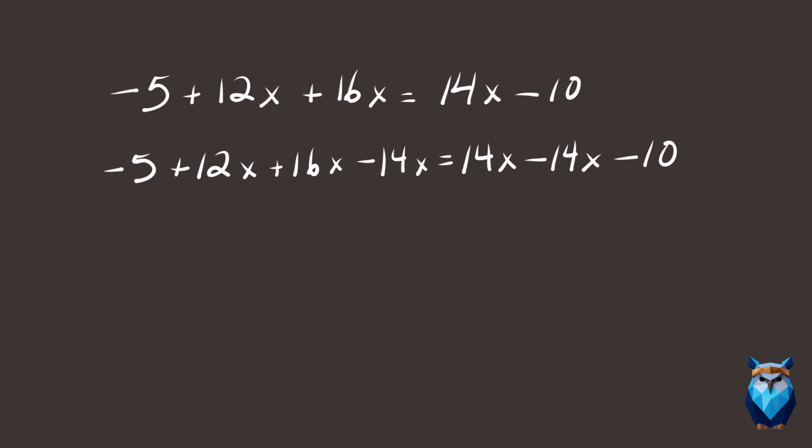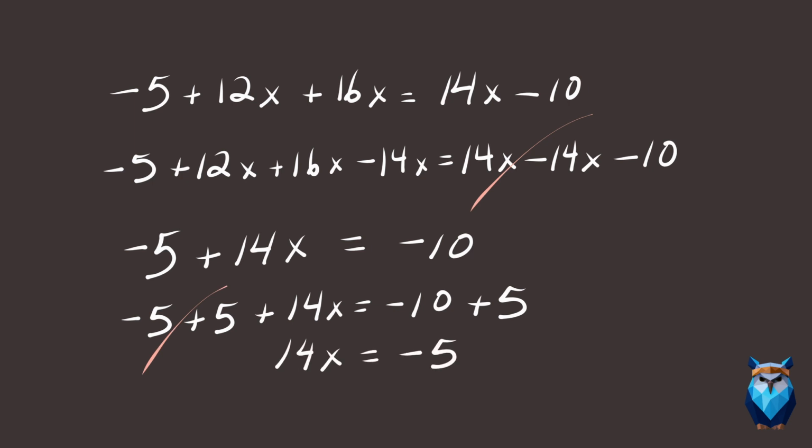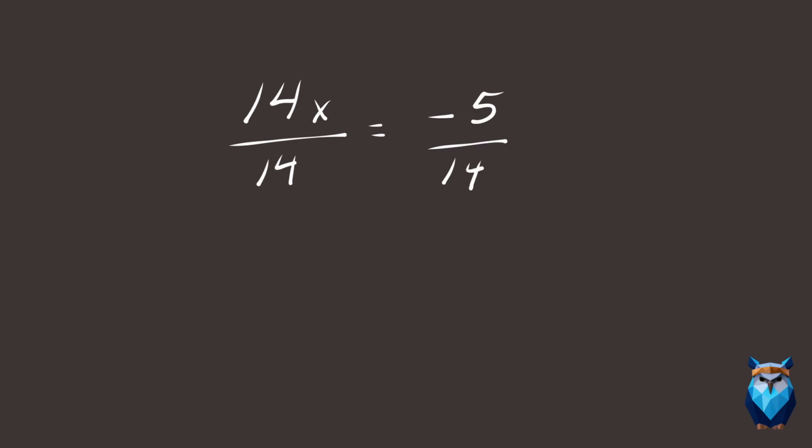Those 14x's cancel on the right. On the left, we'll add all those like terms together. We get negative 5 plus 14x equals negative 10. Add 5 to both sides. We get negative 5 plus 5 plus 14x equals negative 10 plus 5. The 5's cancel on the left, and we get 14x equals negative 5. Divide both sides by 14, and we get x equals negative 5/14. It's time to level up from Novice to Apprentice.